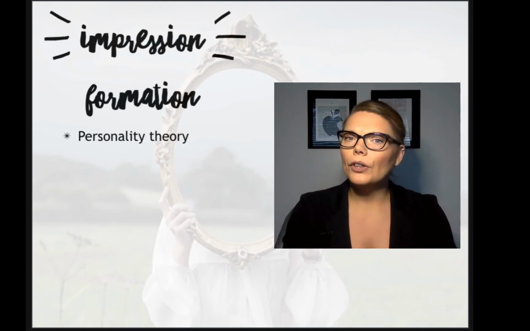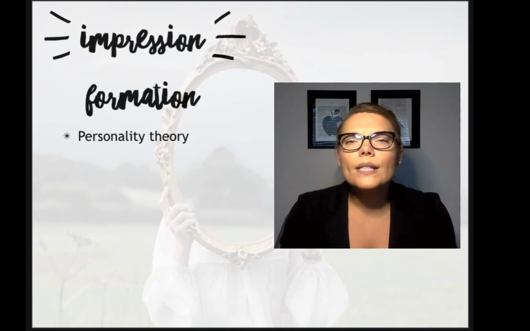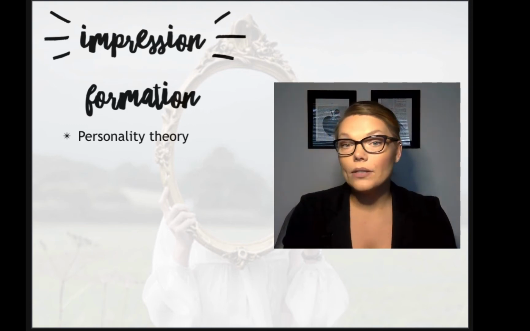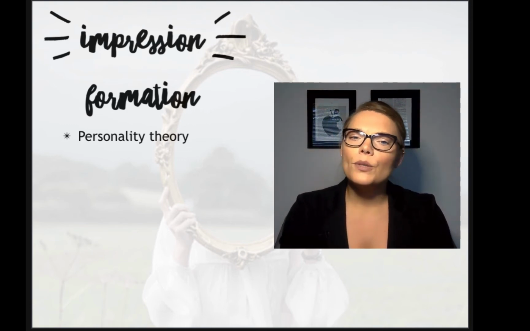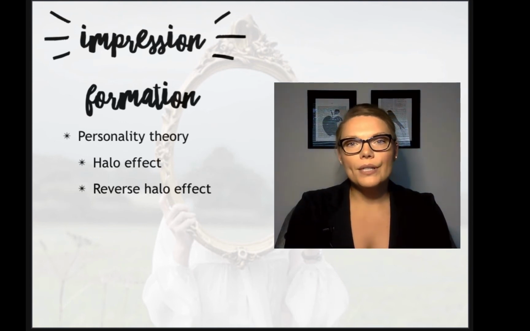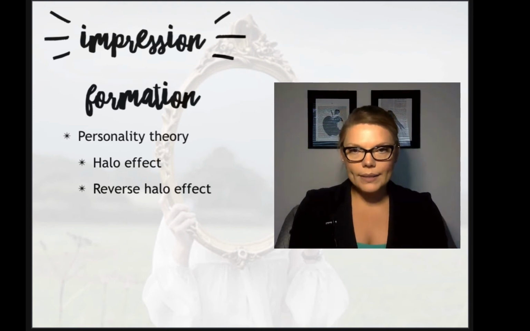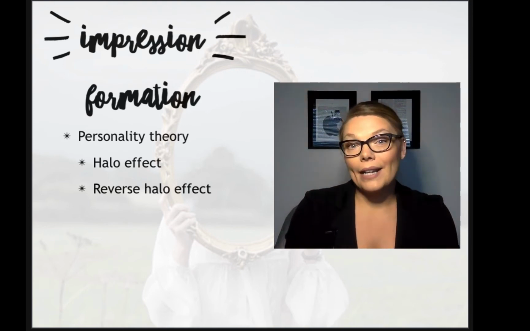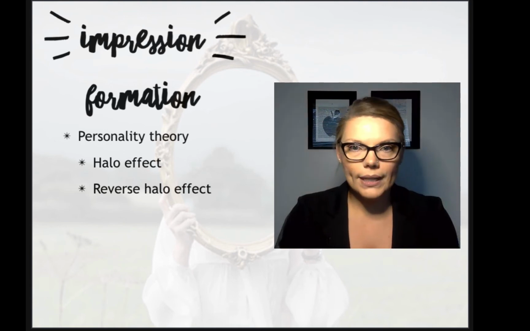Now that we've talked about how to become more self-aware, let's talk about how we even form impressions of others. There are a few theories about how. First is personality theory. This theory poses that there's this system of rules that tell us what characteristics should go together. The theory says that these rules lead to what's called the halo effect and also the reverse halo effect. The halo effect happens when we believe that, hey, this person has some positive qualities, and we automatically attach more positive qualities to that person.